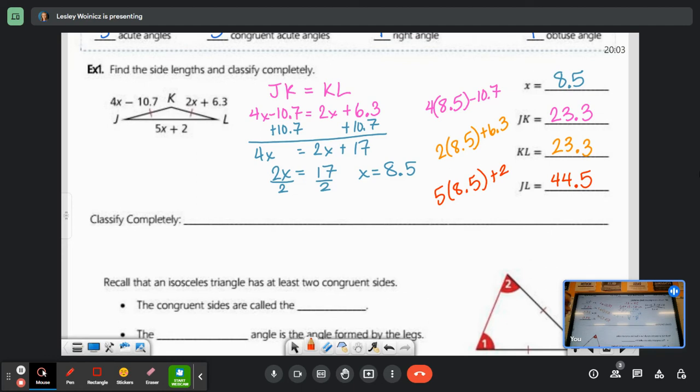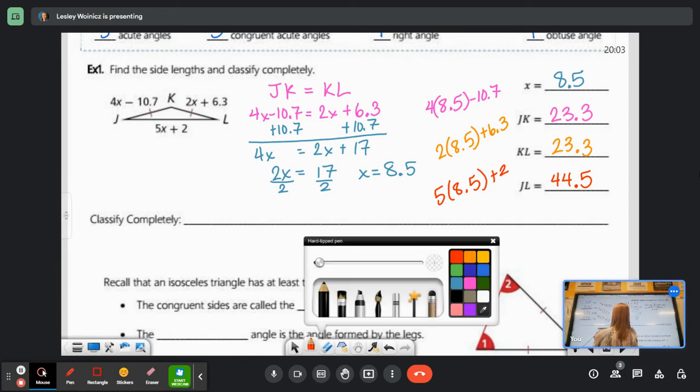Okay, last but not least, we have to classify this thing. Classify it completely. We know that it has two congruent sides. So it is isosceles.